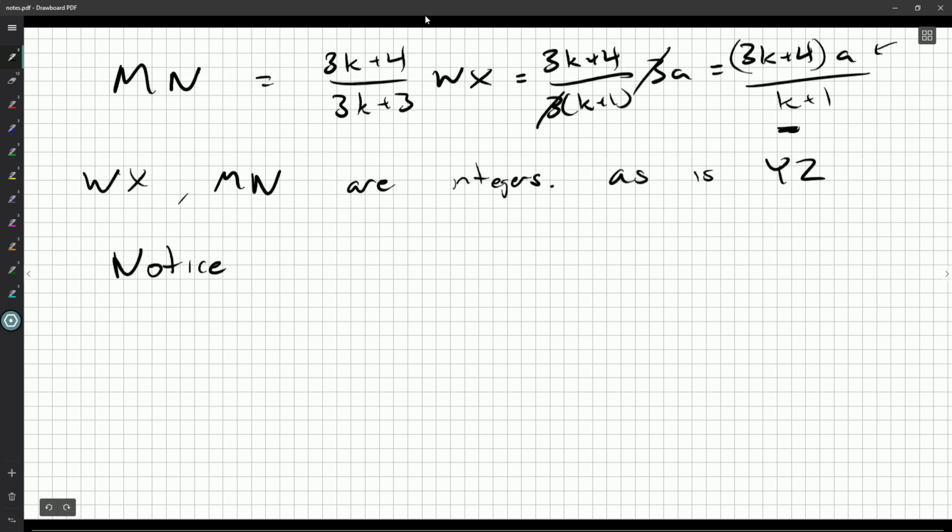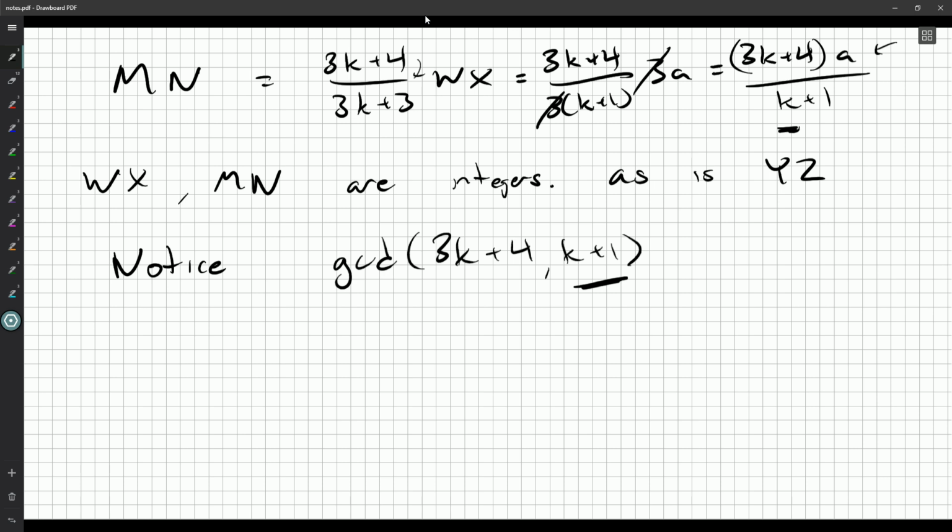First thing I notice is K plus 1 has no factors in common with 3K plus 4. How do I see that? Well, 3K plus 1, if you multiplied it by 3, it would be 3K plus 3. Those differ by 1. Any two numbers that differ by 1, their greatest common divisor is going to be 1. So 3K plus 3 and 3K plus 4 have no factors in common. Any factor of 3K plus 3 should still have no factors in common with 3K plus 4.